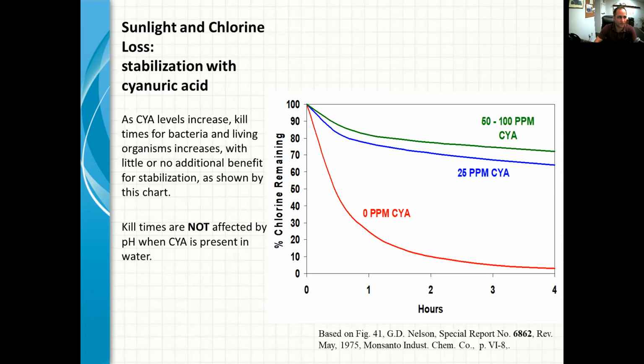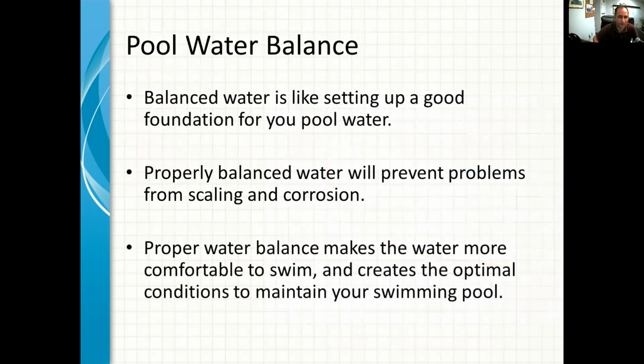Okay, so as CYA levels increase, the kill times also increase, with either a little bit or no benefit for stabilization, which is the purpose of the CYA. And the kill times, I was talking about this before, are not affected by the pH, at least not significantly, when CYA is present in the water. So the CYA level, and even more so the level of the free chlorine, are the predominant factors in determining killing power in the water.